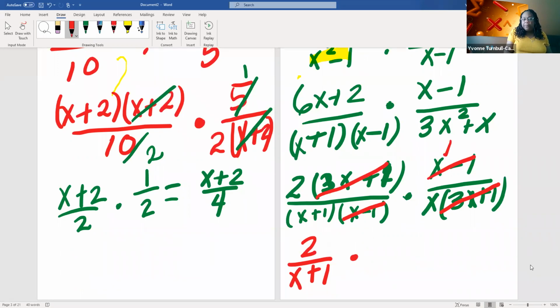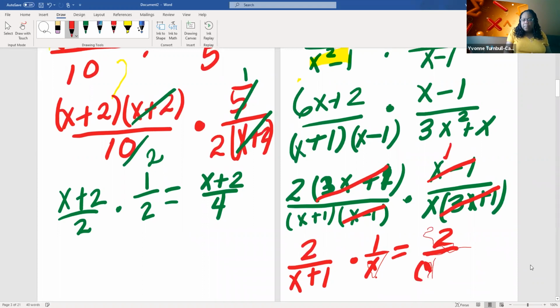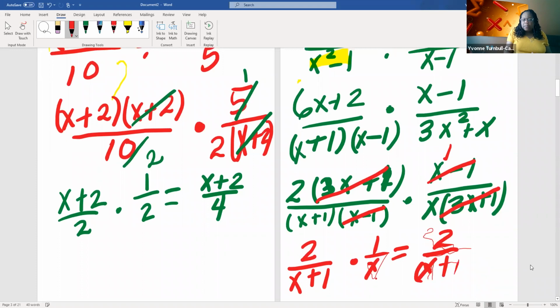We're going to be multiplying by 1 over x. 1 over x. Okay. Our numerator is going to be 2. And the denominator is going to be x plus 1.